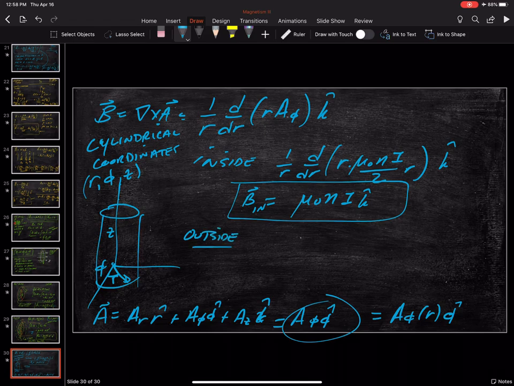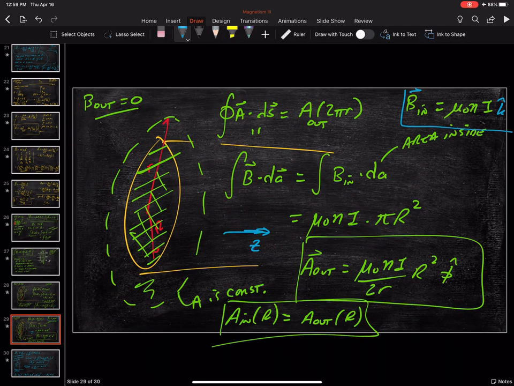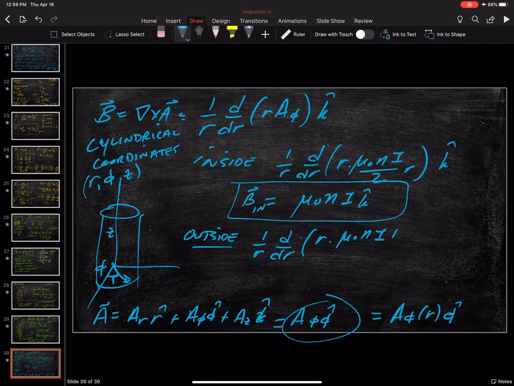Okay. Well, then I got 1 over r d/dr of r times mu naught n i r squared over 2r k hat. Notice I got an r here and an r here. Nothing. This is a constant now. This is equal to 0. And so B outside equals 0, just as expected. Okay? So everything is consistent.